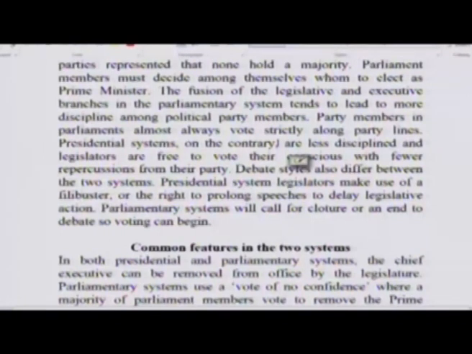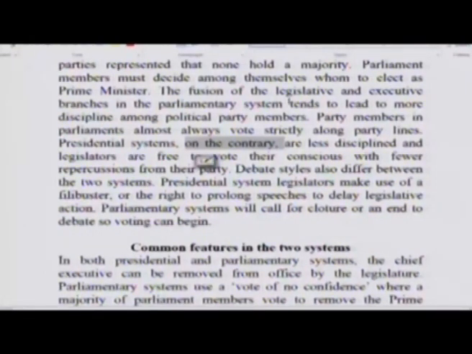So, on the contrary, this is a key linker here. When you are comparing, such linkers are used. Here you are pointing out the differences. So, you have so far talked about what happens in parliamentary democracy. Now, you are going to talk about the presidential system, where it is different.